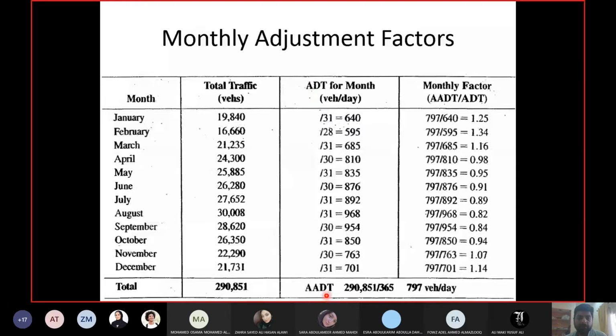Similarly, you take February total volume divided by 28, which is the number of days in February, you get 595. And so on. So you need total traffic and the number of days in that month. We did a very similar example in the traffic parameters chapter, where we discussed the volume, density, and these things. In that chapter, we did a very similar example when we were discussing different types of average volumes. So you can see each volume is divided by the number of days in the month.